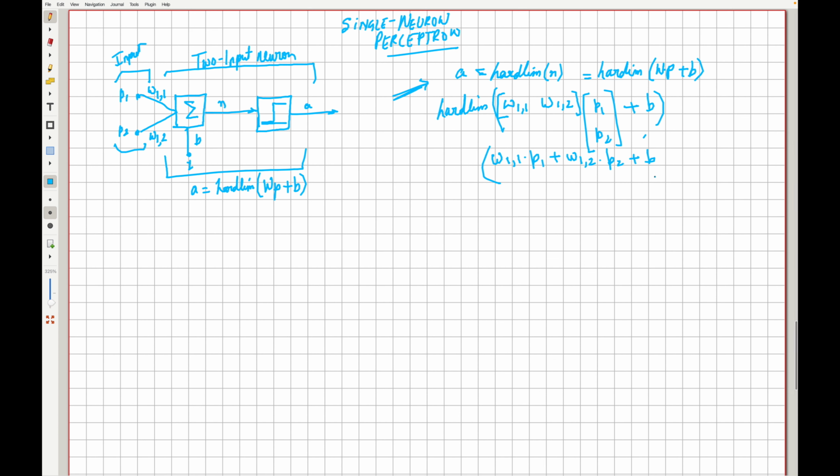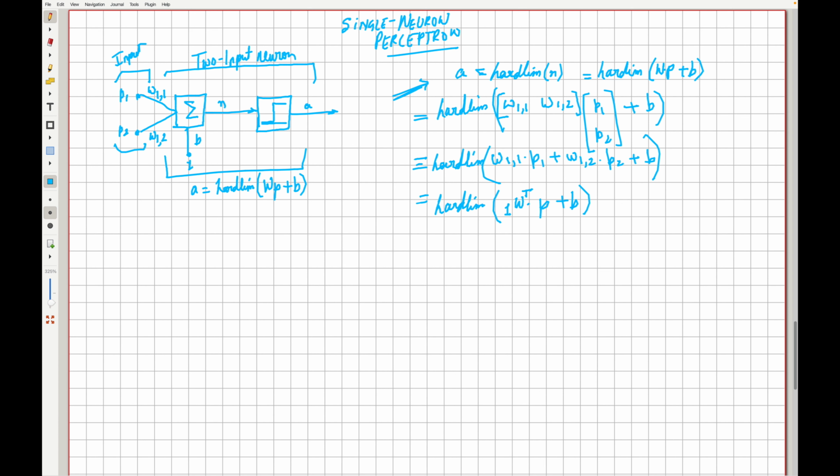Again, this is going to be inside of hardlim. So this is where we are. That's the equation we have, and we could have written this in a different form. We could have said, based on the notation we had earlier, hardlim, and this is just the first row we are talking about, 1w transpose p plus b, and that's one and the same thing.